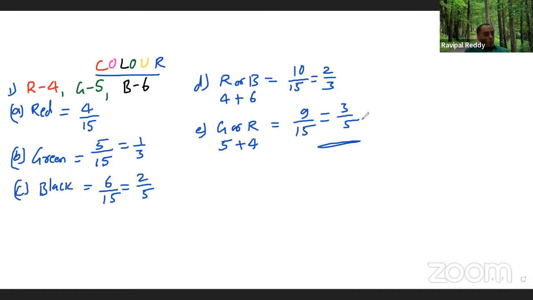So it is a probability. In probability, I covered all the models. Now the next one.